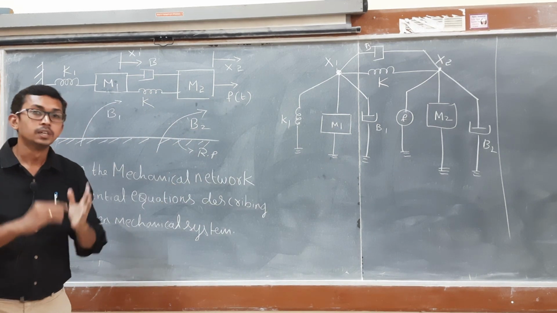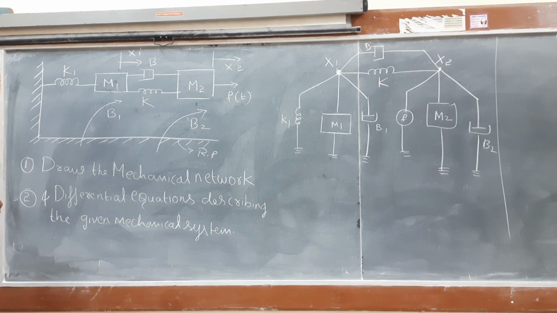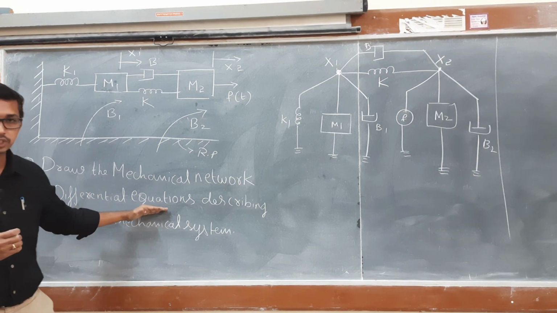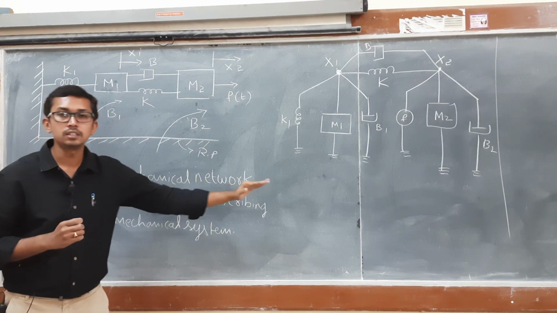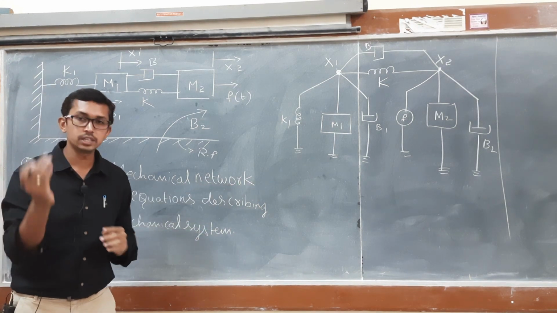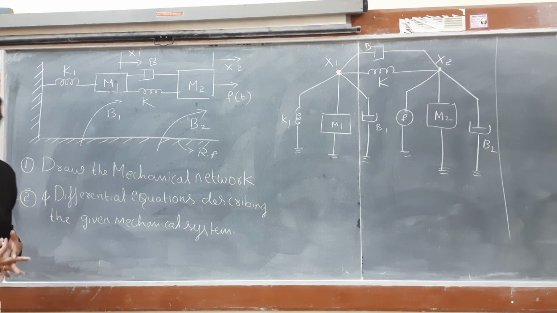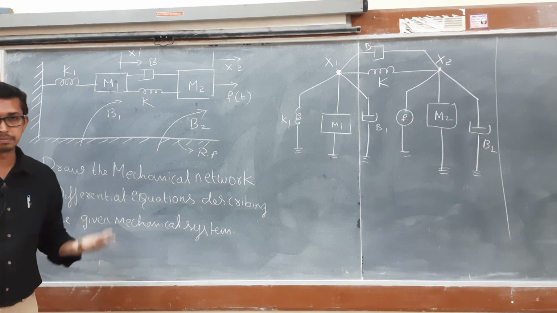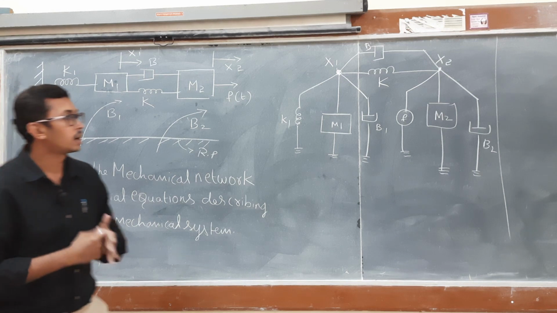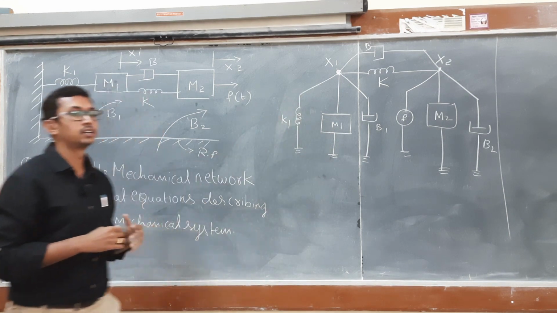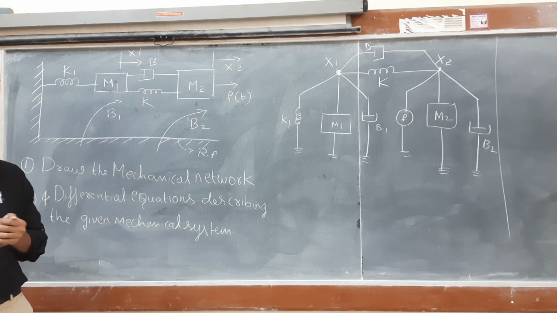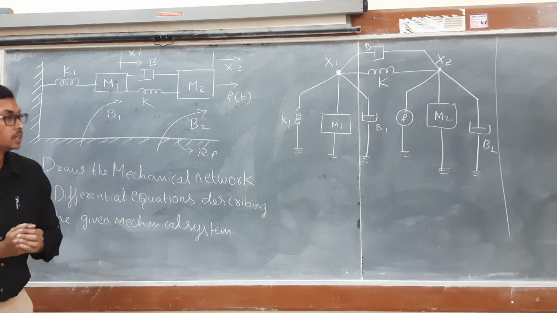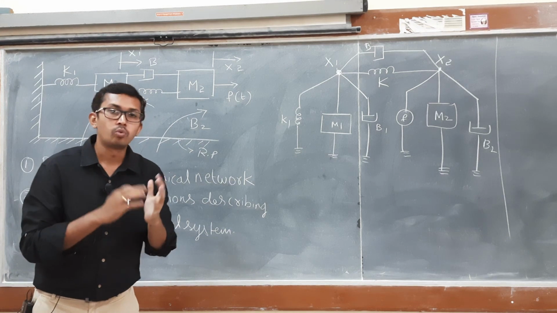So next is to write the differential equations describing the given mechanical system. That is the second step. If this problem is given for 8 to 10 marks, in such a case 3 marks will be given for the network and the remaining will be given for writing the differential equations. Hope you got this. So the mechanical network is over. What is the next thing?